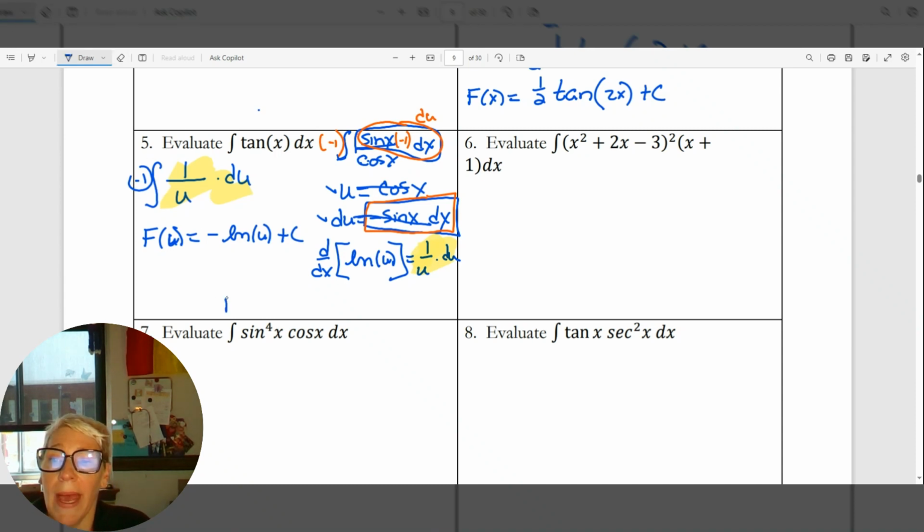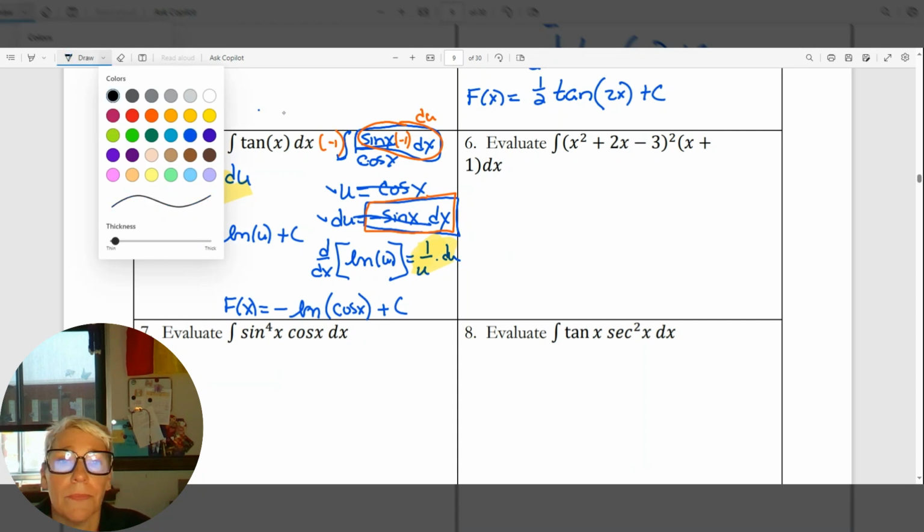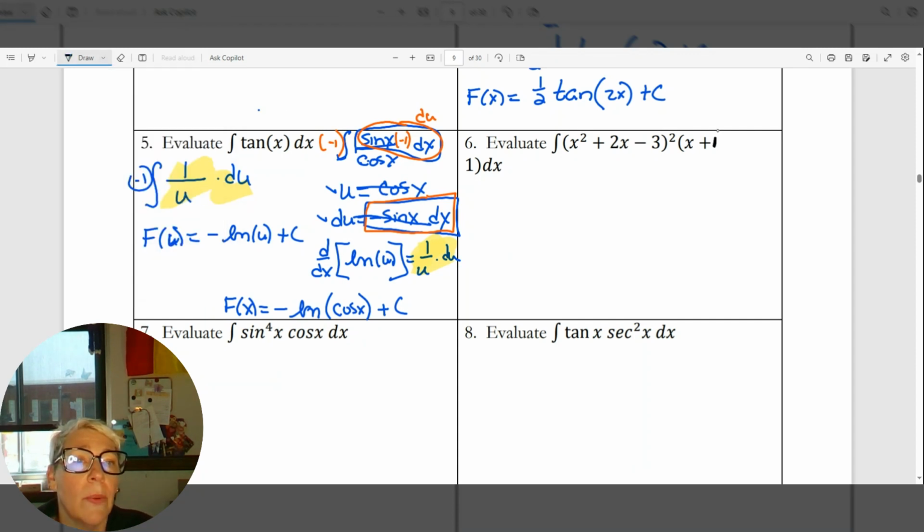Then putting that back in terms of x, I get negative ln u. Go back and plug in u, it was cosine of x, plus c. So my antiderivative is negative the ln of the cosine of x plus c. All right, this one, sorry, it went down to the next line. Let's cross that out.